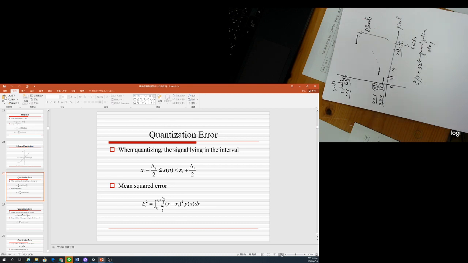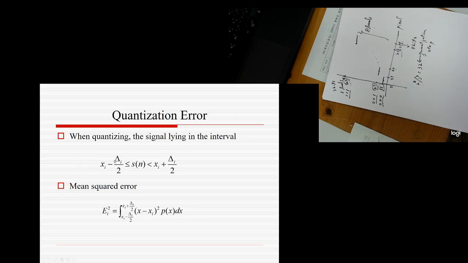So you can see here, delta is the step size, and S of n is your original data. So S i minus delta i. If your input signal is between this lower bound and upper bound, between these two ranges, your S of n is represented by S of i.